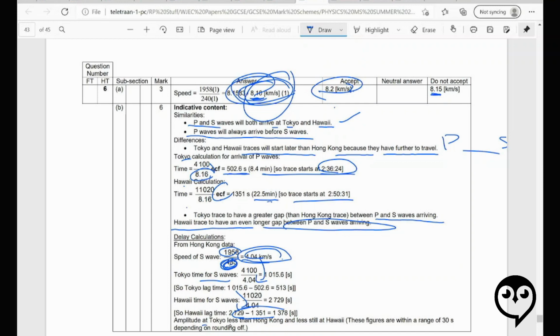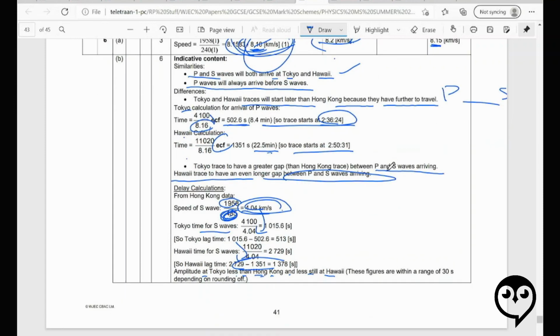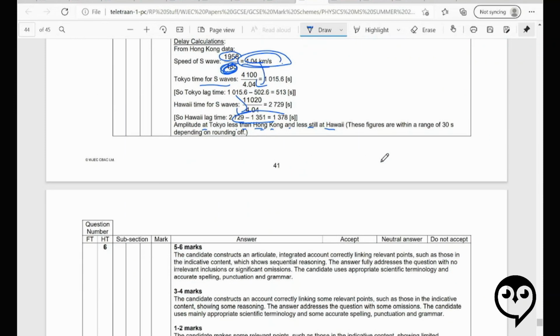The amplitude at Tokyo will be less than Hong Kong and still less at Hawaii. The amplitude of these waves will decrease as they travel along that distance. A very straightforward type of question here.